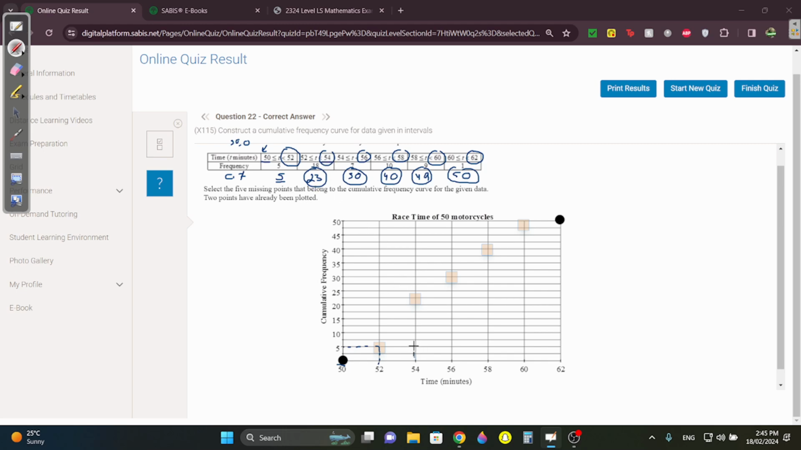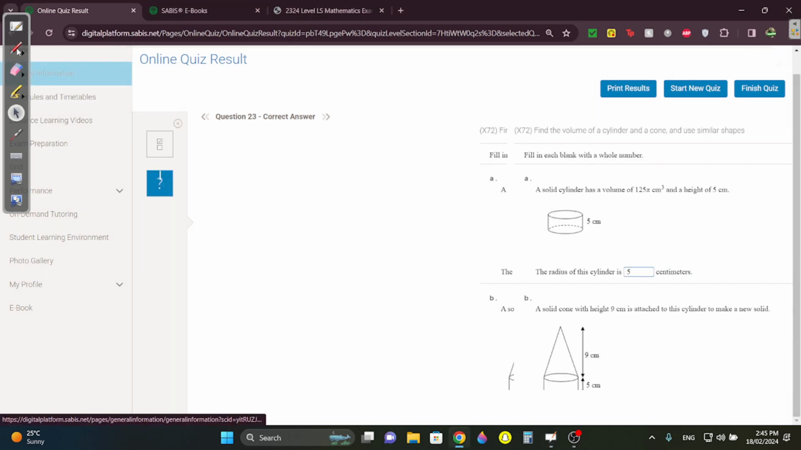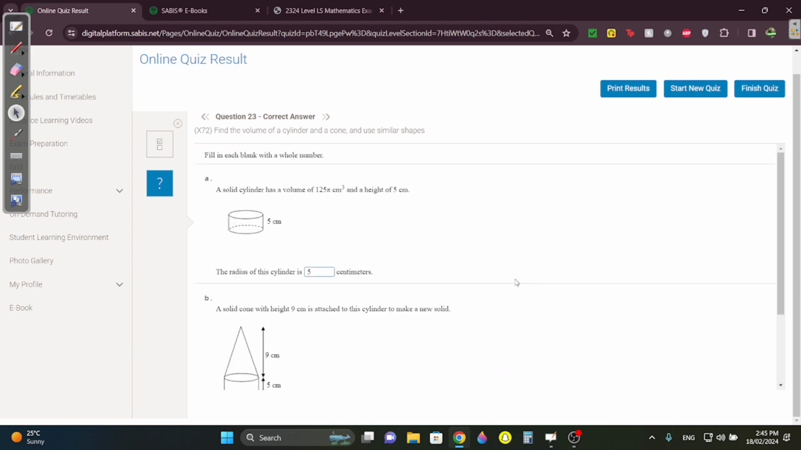54 23, so 54 23. 23 is in between 20 and 25. 56 30, sorry, that's a 30. So 56 30. 58 40, so 58 40, and then 60 49, 60 and 49. 49 is right under 55, you just put it there. And then 62 50, which is already drawn for you. Easy question. I don't think you need to struggle in this.